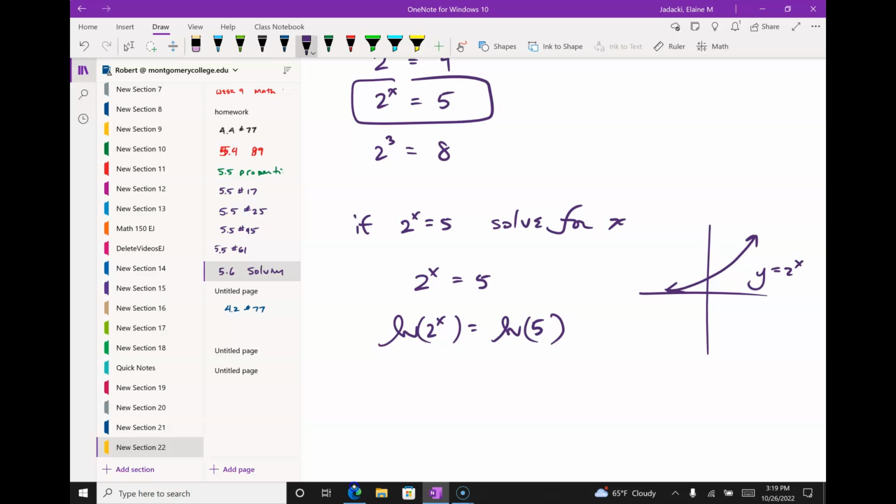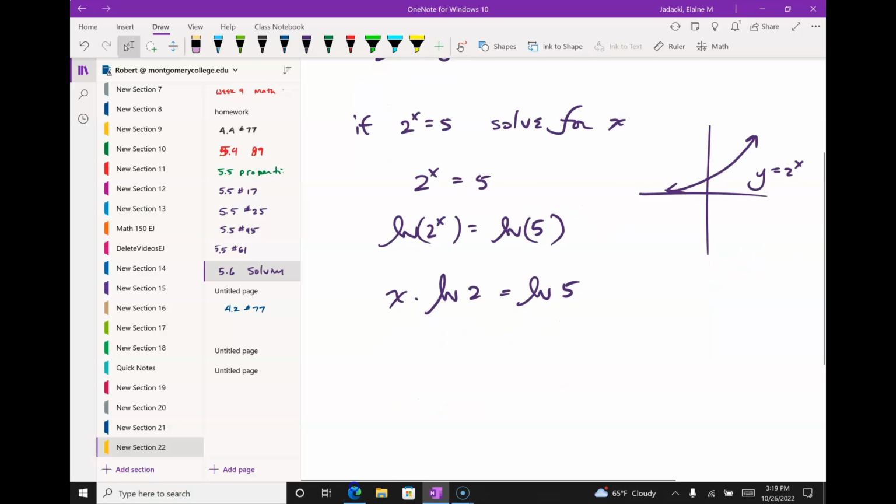You see my argument has an exponent on it? So that exponent comes out as a coefficient. So I've got x times the ln of 2 equals the ln of 5. Remember, I'm solving for x, so I'm going to divide by ln of 2. Ln of 2 is a number, right? This is my exact answer.